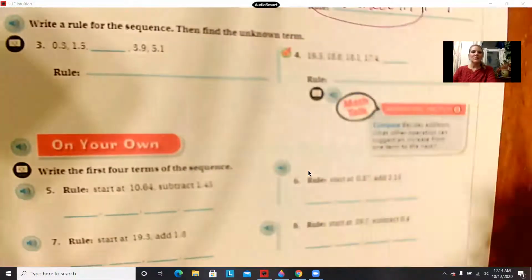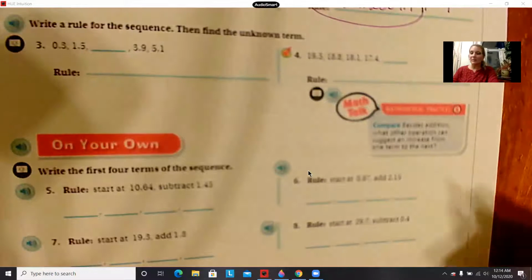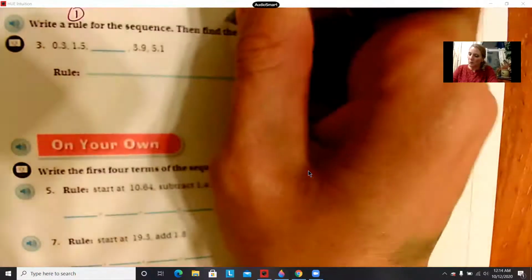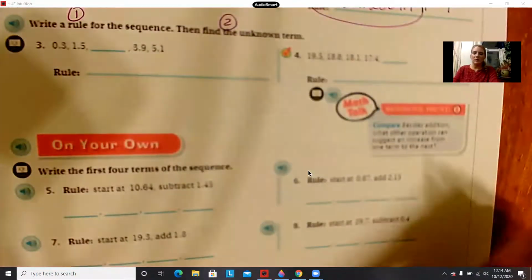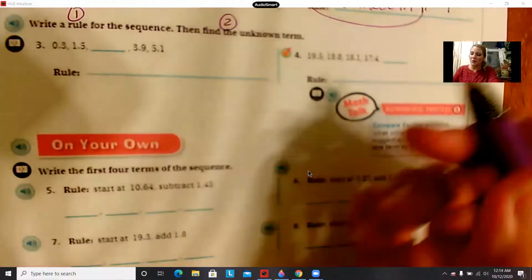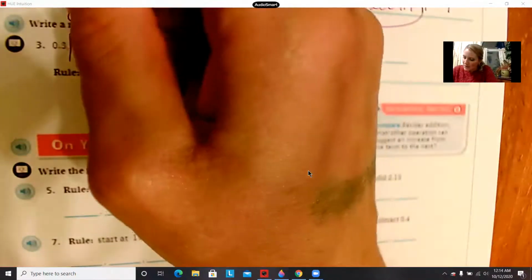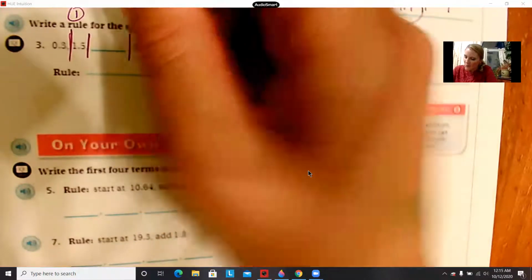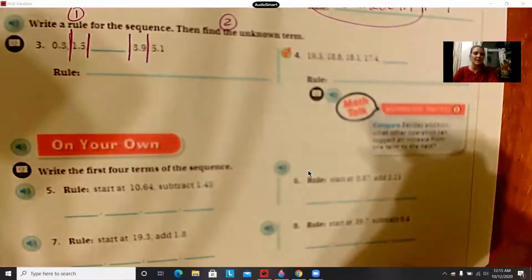All right, down to number 3. It says to write a rule for the sequence and then find the unknown term. So two sets of directions here. We have to write the rule and find that missing term. Again, trace over those commas so you can see the different numbers nice and easy.